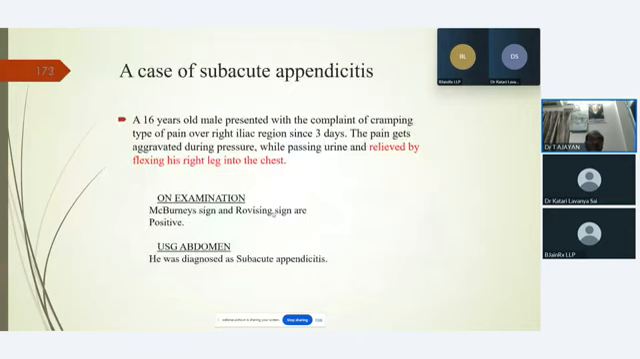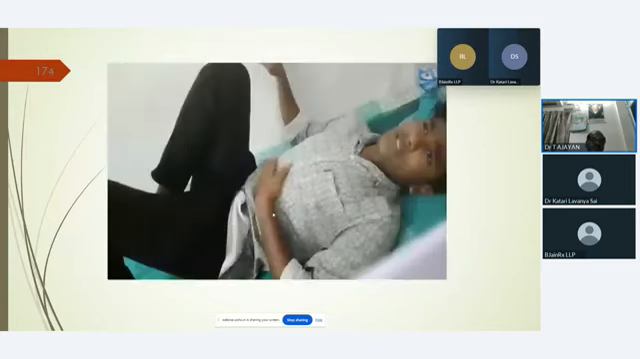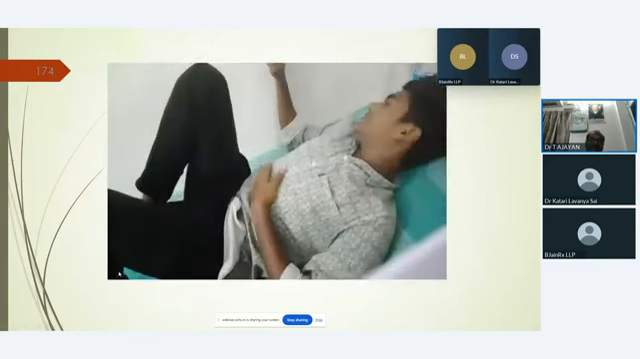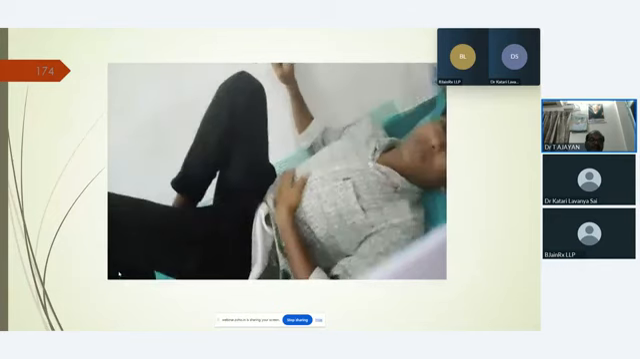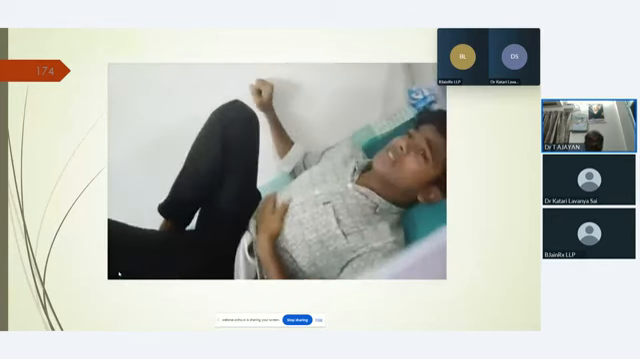Okay. It's a case of subacute appendicitis. A 16-year-old male, with pain aggravated by pressure while passing urine and relieved by flexing his right leg towards the chest. Look here, this video will help you. It's appendicitis. Look at the face of the patient. The boy always flexes his right knee, but the left leg is extended. I asked why he was flexing his knee. He says, otherwise the pain is aggravated.